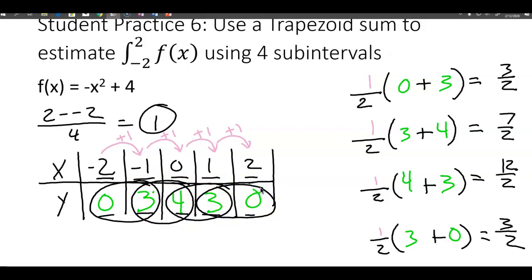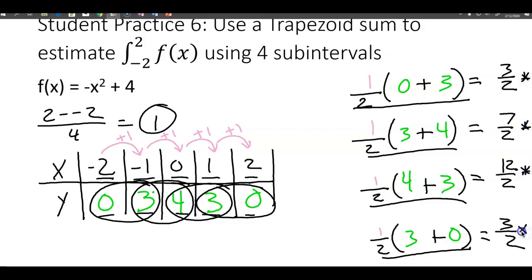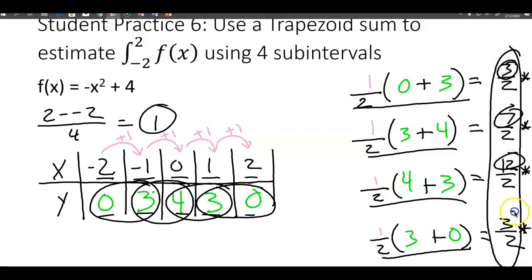So plugging each one into the formula, for the first trapezoid the bases would be 0 and 3 with a height of 1, and so on for the other trapezoids. Here's the outcome for each one of them. I haven't added them all together yet, but I will now. Adding all those fractions together, 3 plus 7 plus 12 plus 3 is 25 over 2, which would be your final answer for the area estimate under the curve using 4 trapezoids on the interval from -2 to 2.